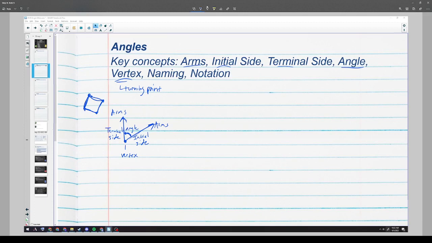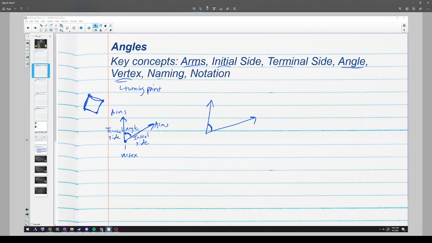Angles can be named in a few ways. So let's draw a new angle here. And this is actually like identifying the angle, not types of angles, like acute and obtuse. We'll get to that next. Those aren't the names we're talking about. We're talking about how to identify that we're talking about this angle right here versus some other angle.